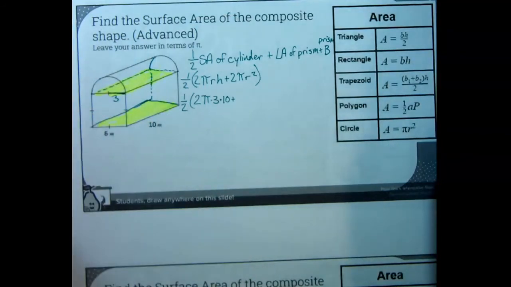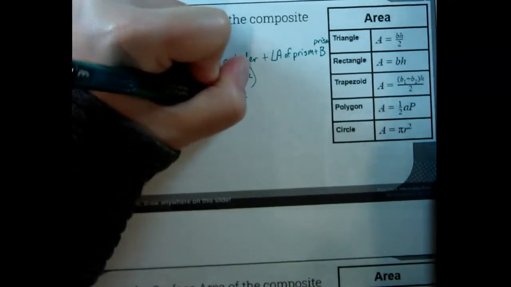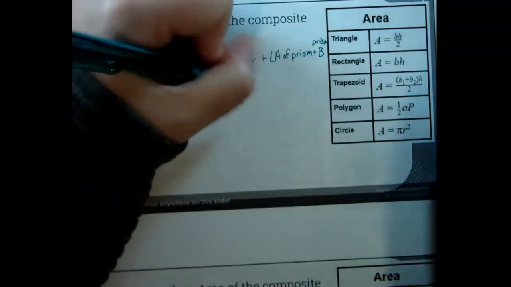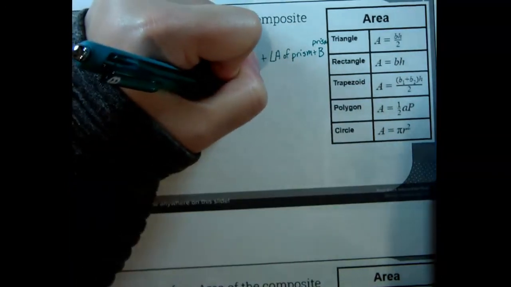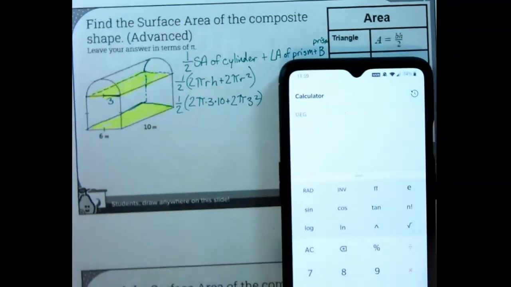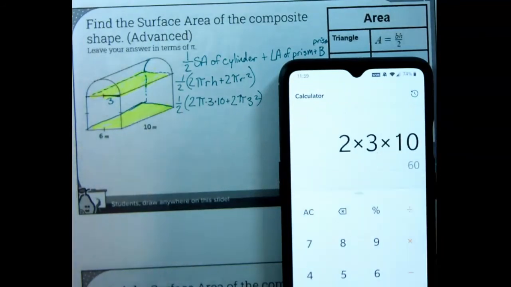And then we want to add the two bases, which eventually we're going to cut them in half. But we need to add them because we're finding the total surface area and then dividing the whole thing by 2. And then 3 squared. Okay, we have everything we need plugged in. So I'm going to take 2 times 3 times 10. I'm just going to do this first part first.